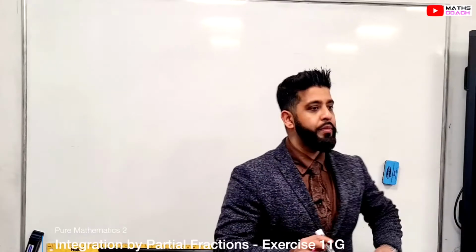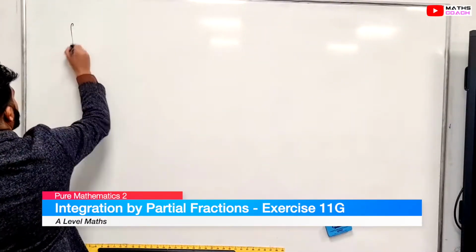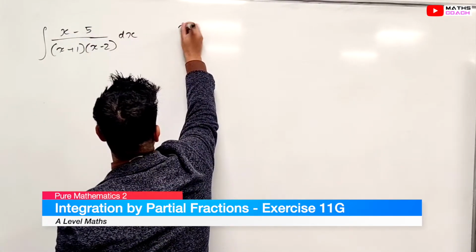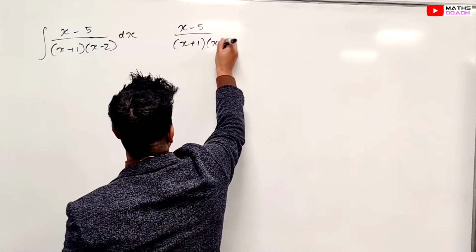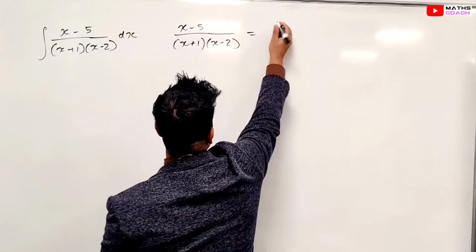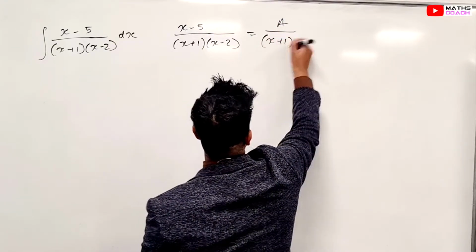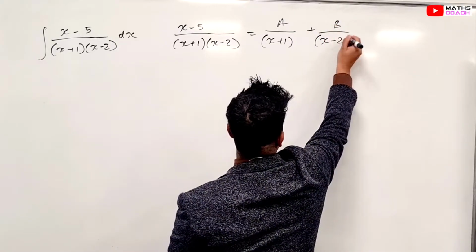So what we are going to be looking at is integration by partial fractions. We are going to integrate using partial fractions. We're going to rewrite this part as x minus 5 on one side and our a's on the other. So we're going to have a over, let's just use this first bracket, x plus 1, and plus b over the second bracket, x minus 2.